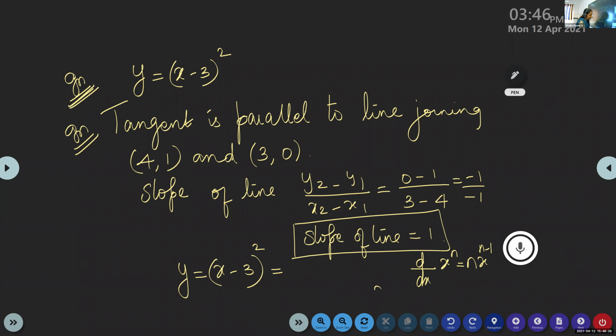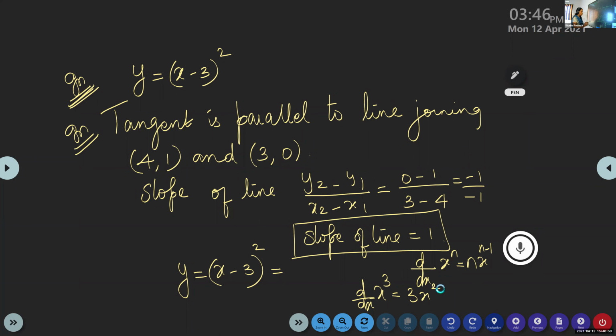What is the derivative of x cube? 3x square. What is the derivative of x raised to 5? 5x raised to 4.